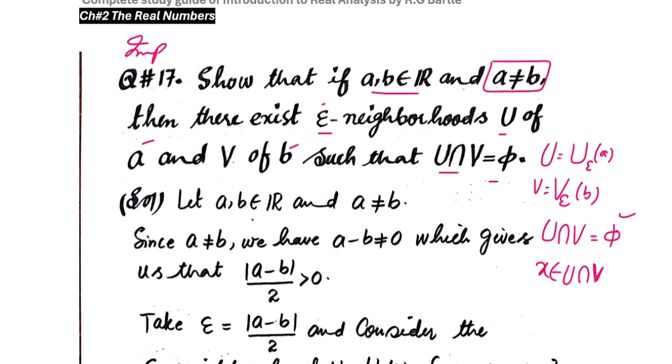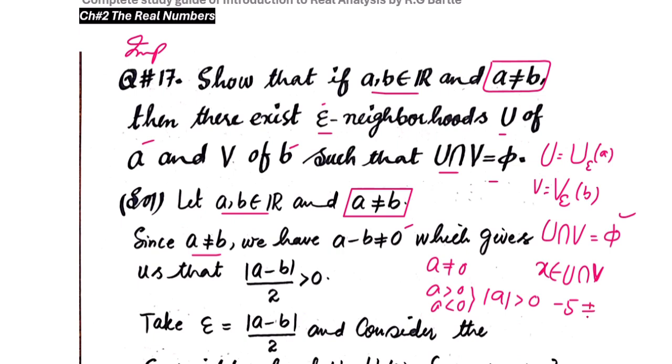So let us start. It is given that a and b are real numbers and these numbers are different. Since a and b are distinct, their difference will be non-zero. As you know, if we say a number is non-zero, then there are two possibilities: either it is greater than 0 or it is less than 0. But in both cases, its absolute value will be positive. For example, minus 5 is not equal to 0. Similarly, 5 is also not equal to 0. But in both cases, the absolute value of these two is always positive.